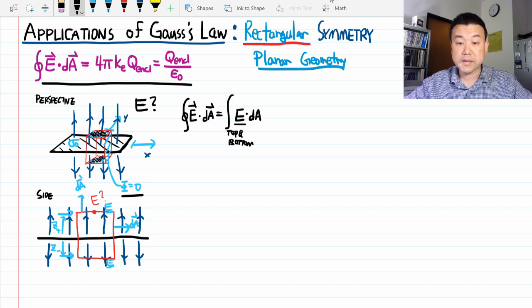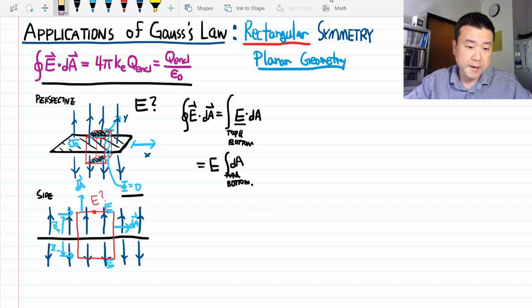I can pull it out of the integral. So it's an integral over the area element of the top and bottom surfaces. Okay, so to be able to do this integral, I need to specify some parameters. Let's say that these top and bottom surfaces had area A. As I said, the shape doesn't actually matter. So I have 2 of those surfaces.